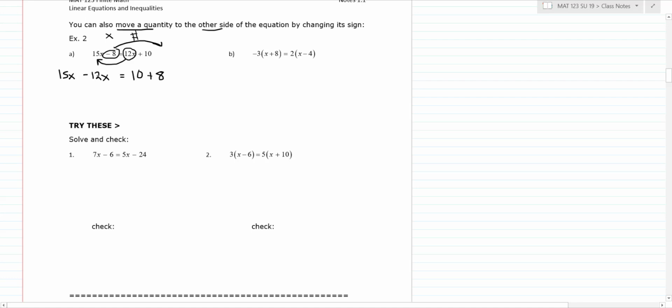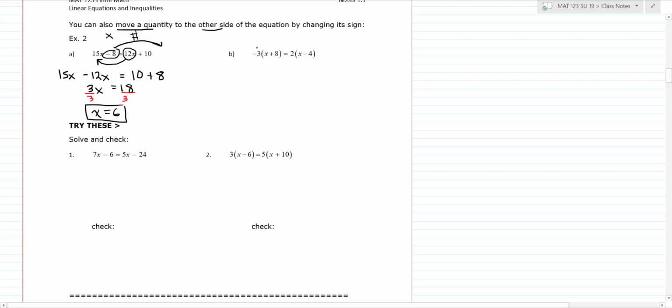So now these are like terms. 15 apples minus 12 apples is 3 apples. And then that's 18. And then you can do the last step. You can divide by 3, or even do this in your head. So you would get x is equal to 6. Okay, so that's an alternative methodology for doing that problem. Okay, let's see. Let's do the next one here.